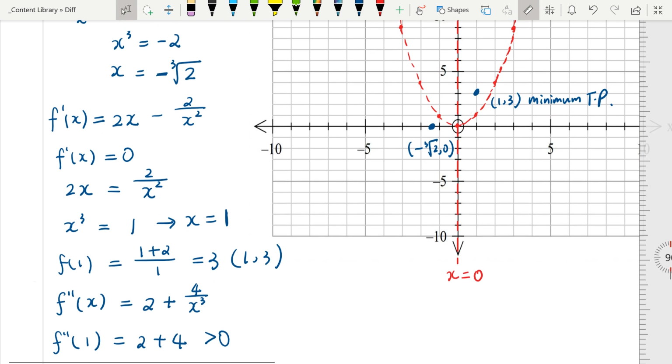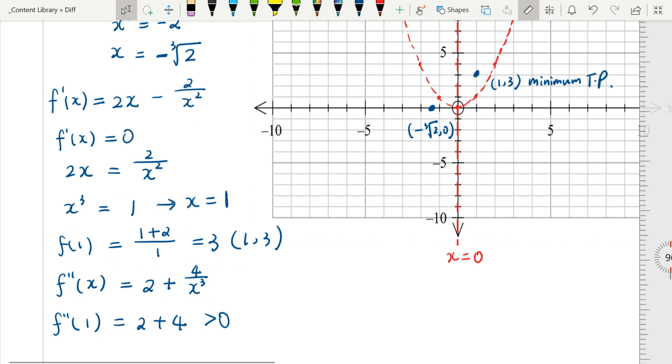What other things do you need? Well, I don't really need the point of inflection. It's not asking me to find that. I can find it, but it's not really necessary.